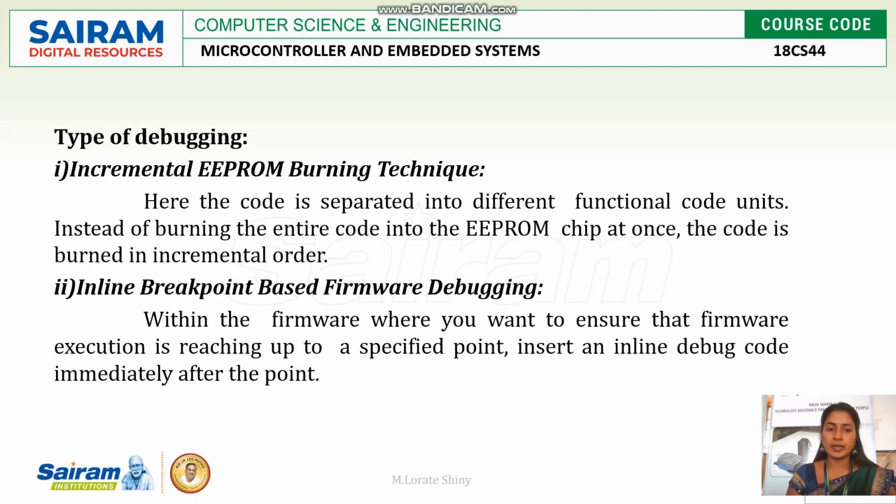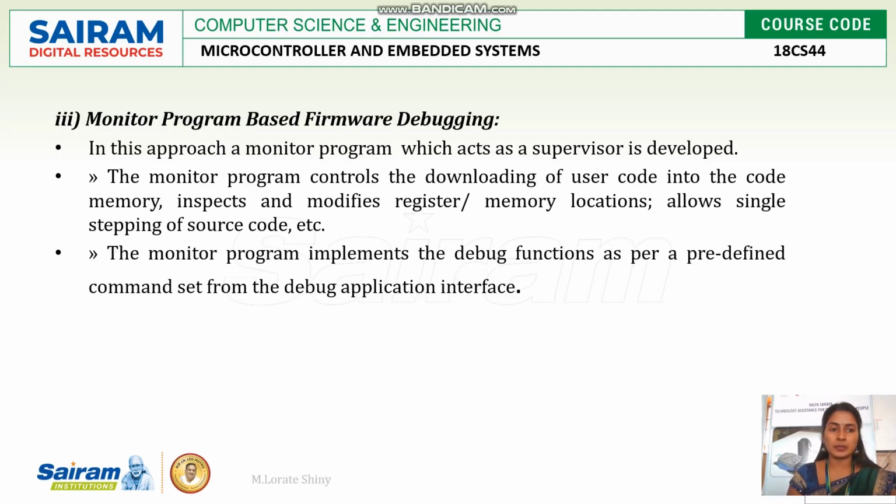Next, inline breakpoint based firmware debugging. This is the second primitive type of debugging. Here, in the firmware, at the point where we want to ensure the firmware execution, we insert inline debug code. By doing that, we can check the execution at the specified point.